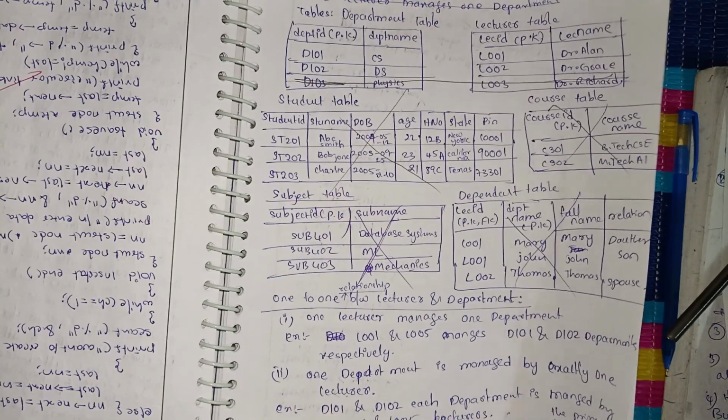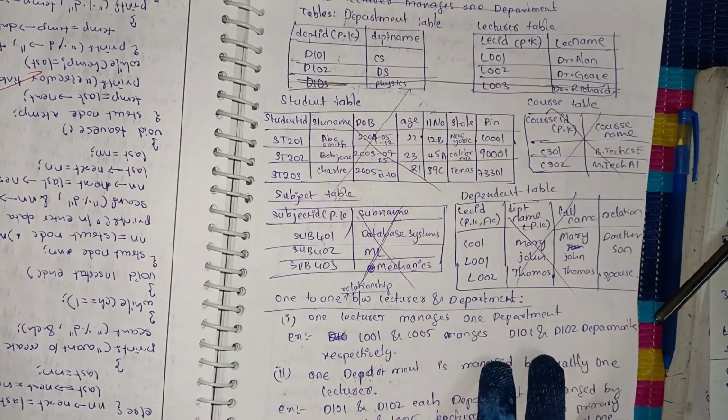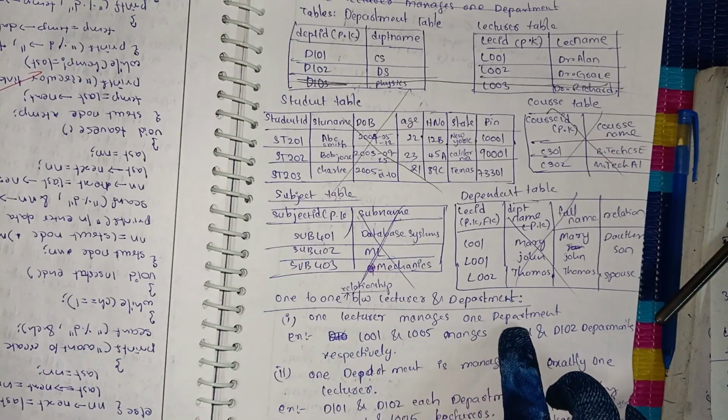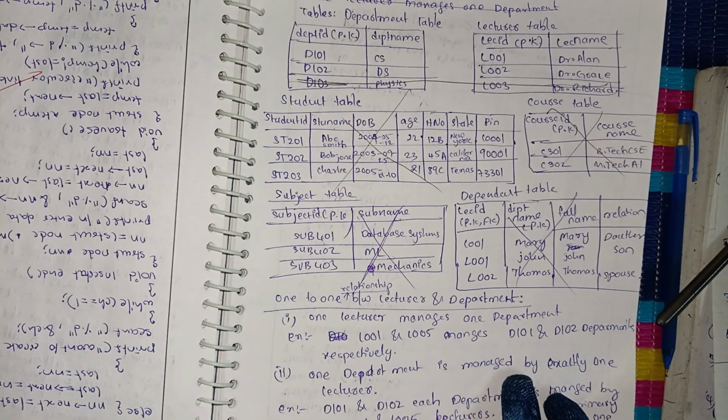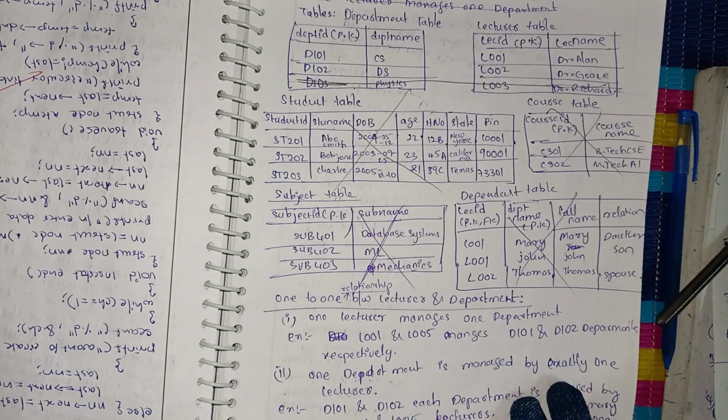So, one-to-one relationship between lecturer and department. One lecturer manages one department. So what is the definition of a one-to-one relationship in a relational database?